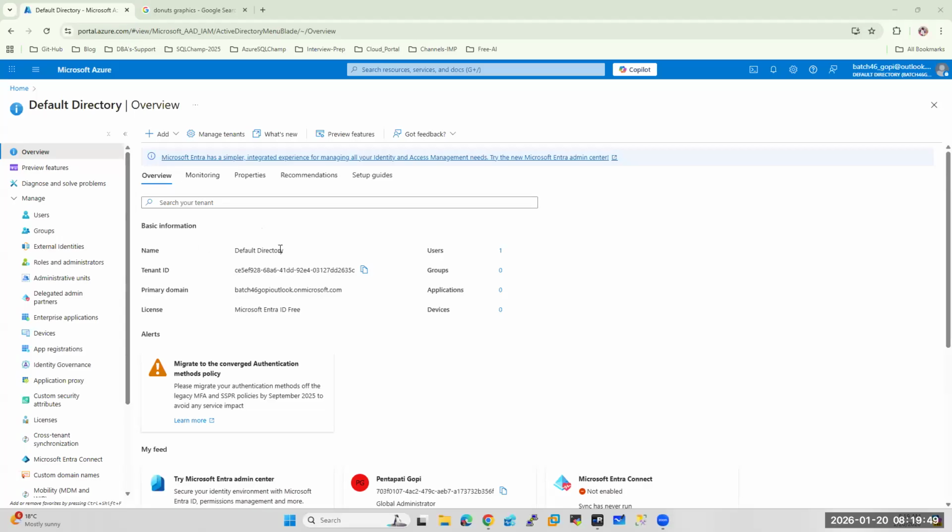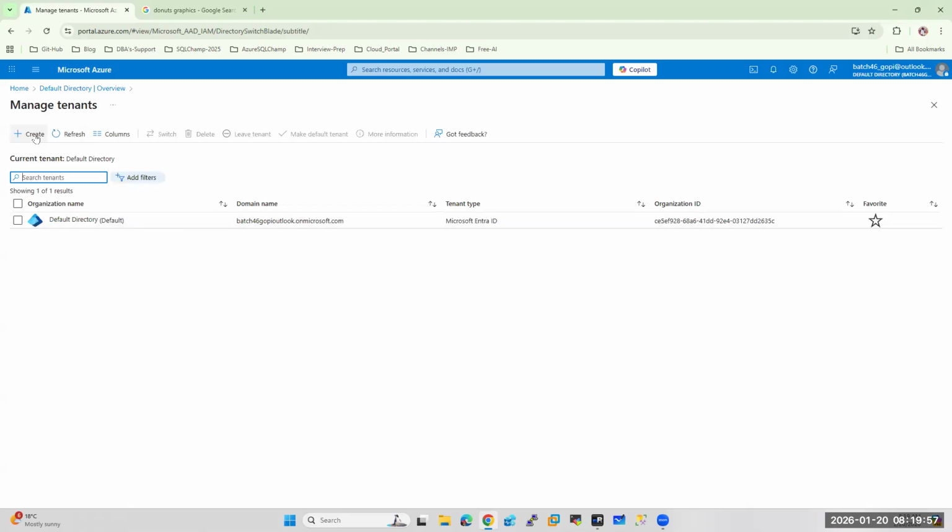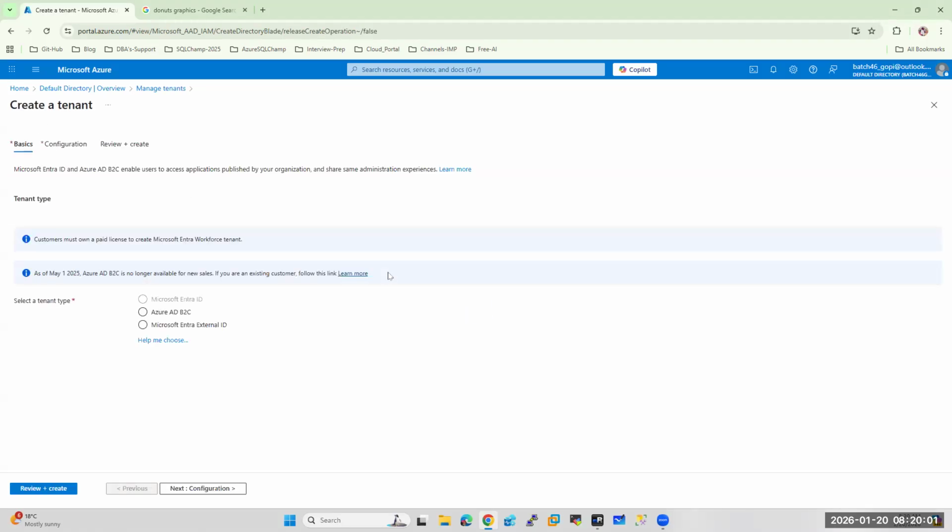Okay, so you can create multiple tenants also. I can click on manage tenant, and I can create the tenant. When you go for tenant, there are two types of tenants: one is B2B tenant, one is B2C tenant. Business to business, business to customer. So business to customer will go for a different tenant.